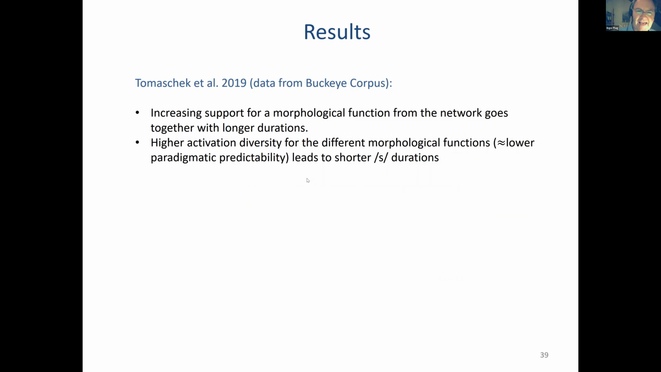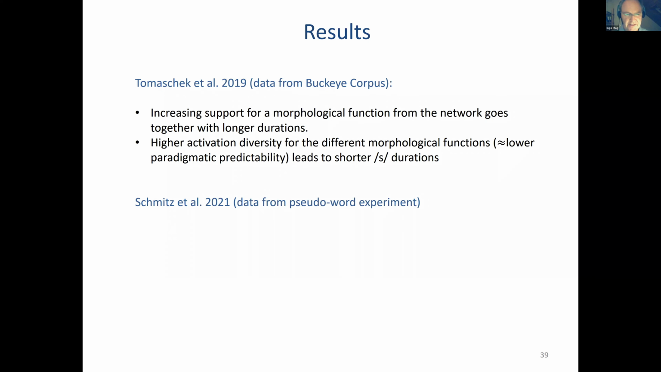And higher activation diversity for the different morphological functions, so this would be equivalent to lower paradigmatic predictability, leads to shorter S durations. So activation diversity would mean that for a given upcoming S, there are high associations to maybe 3 different functions, and not only to one of the 7 functions that we looked at.